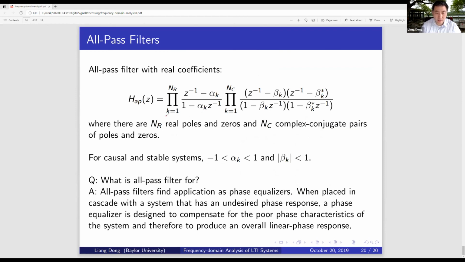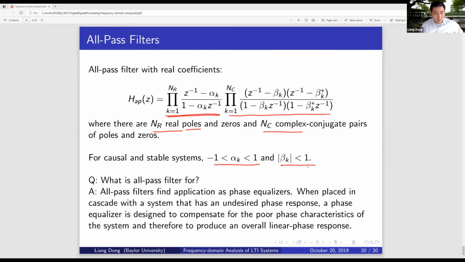The first one, these are the real zeros and the real poles, indicated by alphas. These are the complex zeros and complex poles indicated by betas. There are N sub r real poles and zeros, and N sub c complex conjugate pairs of poles and zeros, if you express the all-pass filter using this expression. For a causal and stable system, we know all these poles should be within the unit circle. Therefore, for the real poles, all these alphas should be real, between -1 and 1. The betas are the complex poles, and therefore the absolute value of beta should be less than 1 if my system is stable.